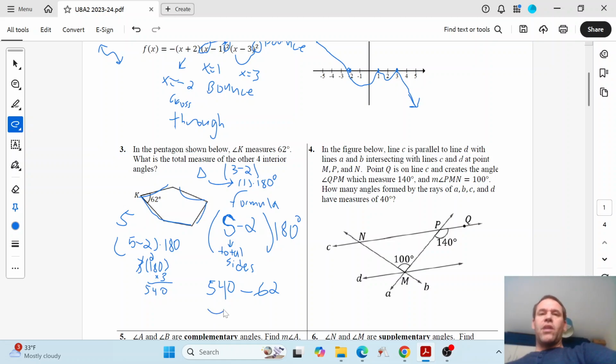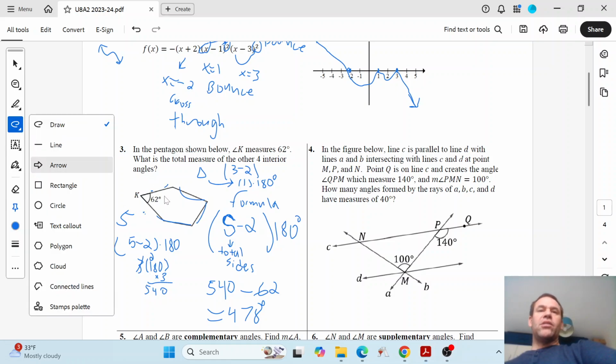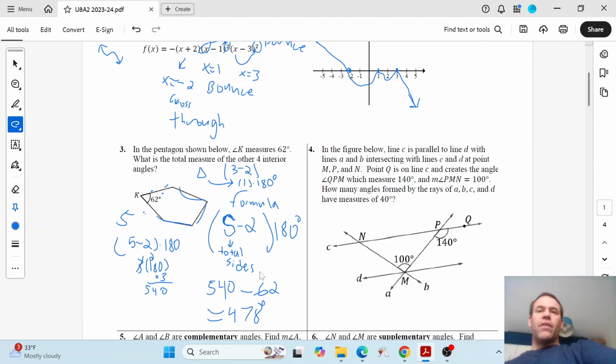So then we get equals 478 degrees. So we took this one angle and we minused off the whole thing. The whole total should be 540 degrees, and so we took 540 and we minused that off to see what the other 4 interior angles should add up to. So what is the total measure of the other four interior angles? All these together, minus the 62, should be 478. So that's just your answer.